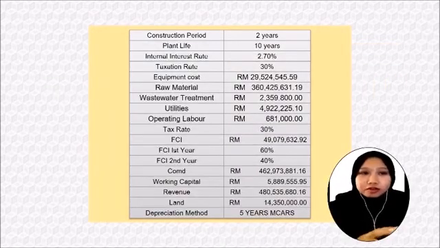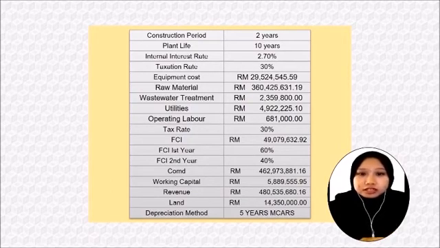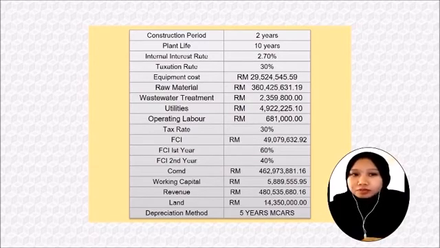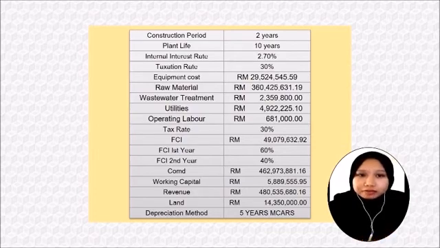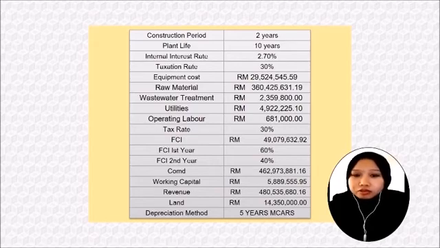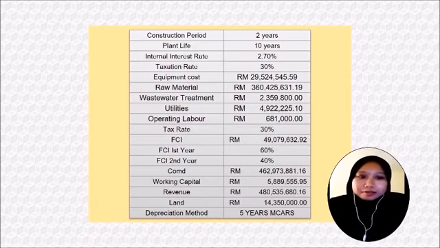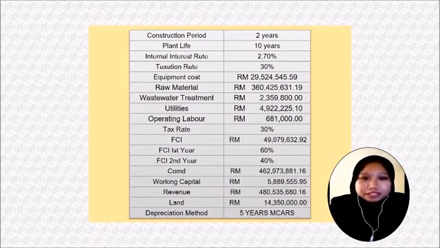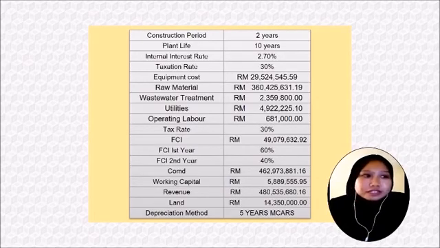This is the summary of our plan, which consists of a 2-year construction period with a 10-year plant life, and the internal interest rate is 2.70%, while the taxation rate is 30%. Our first capital investment is 49.08 million, with the first year contributing 60% and the second year 40%. In this capital plan, we purchase new land which is 14.35 million ringgit Malaysia, and we use the MACRS depreciation method for 5 years.